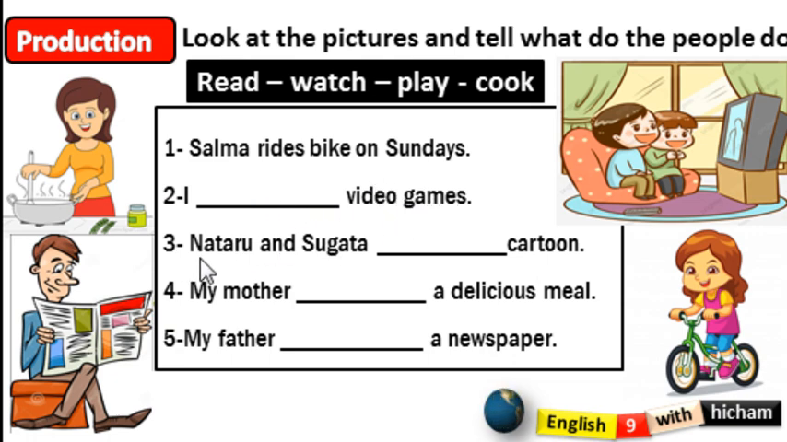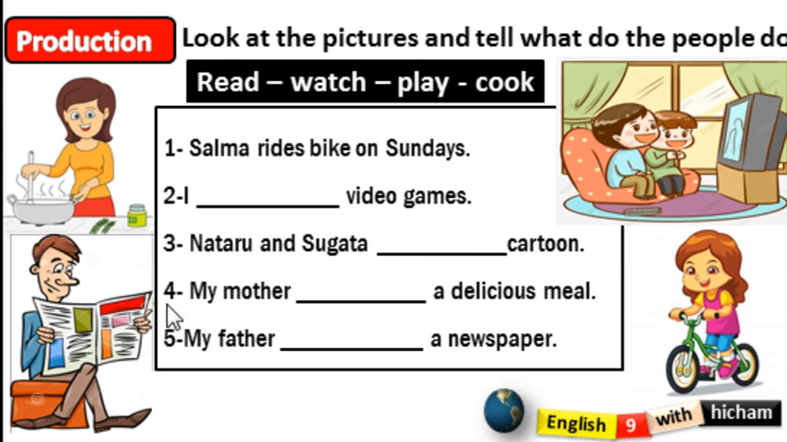And number 3, Natoro and Sugata, and we have cartoon. This is the picture. All good. So Natoro and Sugata, cartoon. What do they do with cartoon? They watch cartoon. So this is it. Natoro and Sugata watch cartoon.